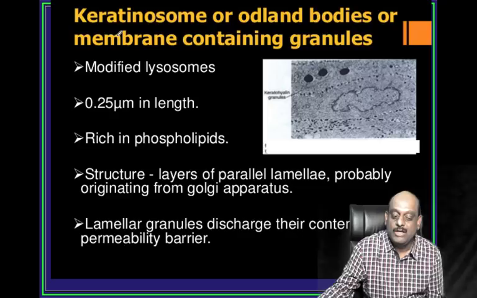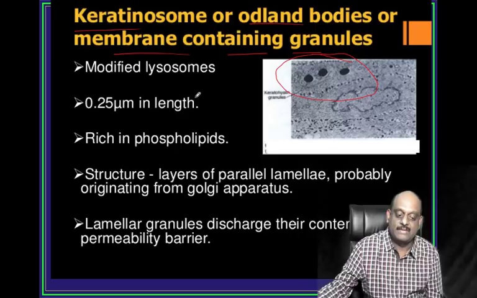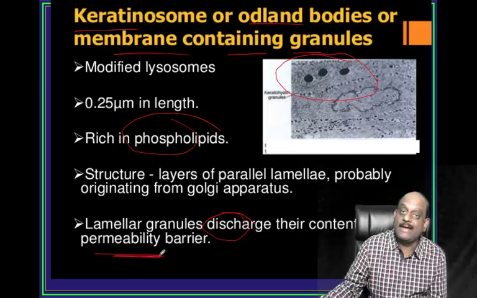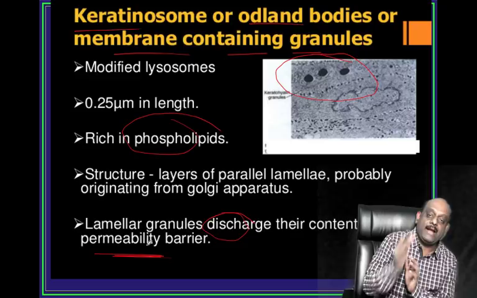So keratinosomes or Odland bodies are membrane containing granules. They are very rich in phospholipids and they discharge their contents and create a permeability barrier. Everything cannot enter into our body, and all that permeability is because of Odland bodies, is what you should remember.